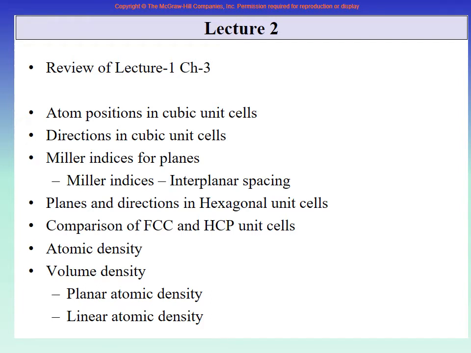In today's lecture, of course, we will first review lecture 1 of chapter 3, and today we will try to cover these topics: atom positions in cubic unit cells, directions in cubic unit cells, Miller indices for crystal planes, which also includes an important relationship called interplanar spacing, then planes and directions in hexagonal unit cells, comparison of FCC and HCP cells. After that, there are 3 topics together in atomic density: volume density, planar atomic density, and linear atomic density. So we'll see maybe these last 3 topics together. Maybe we can cover them today, maybe we cannot.